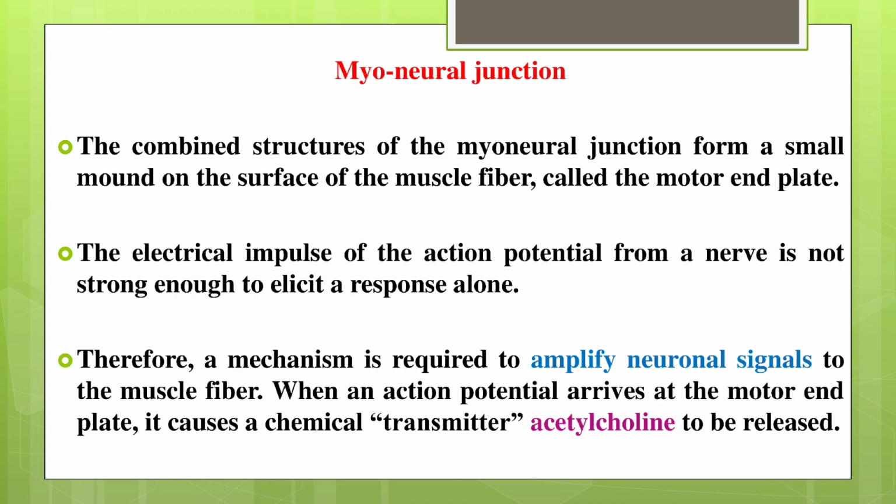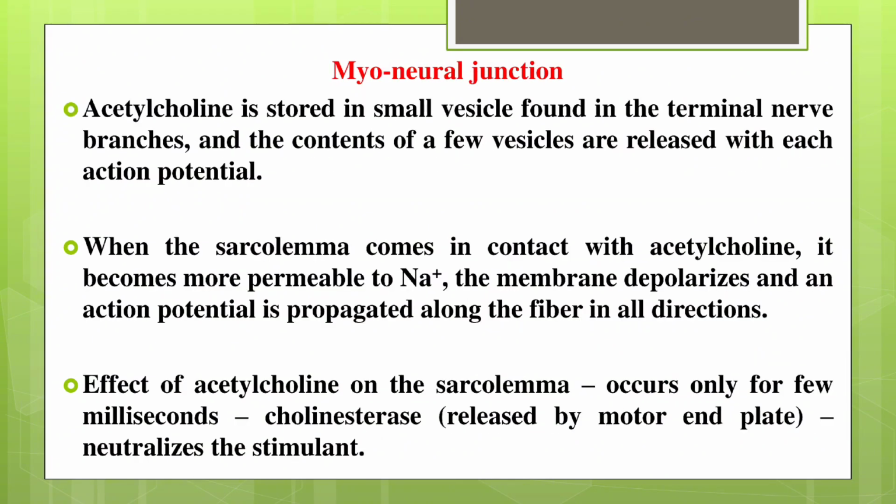When an action potential arrives at the motor end plate, it causes a chemical transmitter, acetylcholine, to be released. Acetylcholine is stored in small vesicles found in the terminal nerve branches, and the contents of a few vesicles are released with each action potential. When the sarcolemma comes in contact with acetylcholine, it becomes more permeable to sodium ion, the membrane depolarizes, and an action potential is propagated along the fiber in all directions.